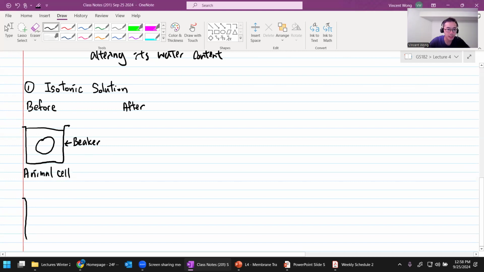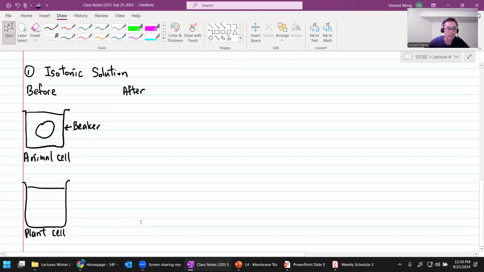And here we have another beaker, and we will put a plant cell in here. Now, plant cell in general, because of the cell wall, is going to have more of a rectangular shape compared to the animal cell. By the way, for this to look better and easier to understand when you come back and study it, please use some colors, okay? You need maybe 4 colors.